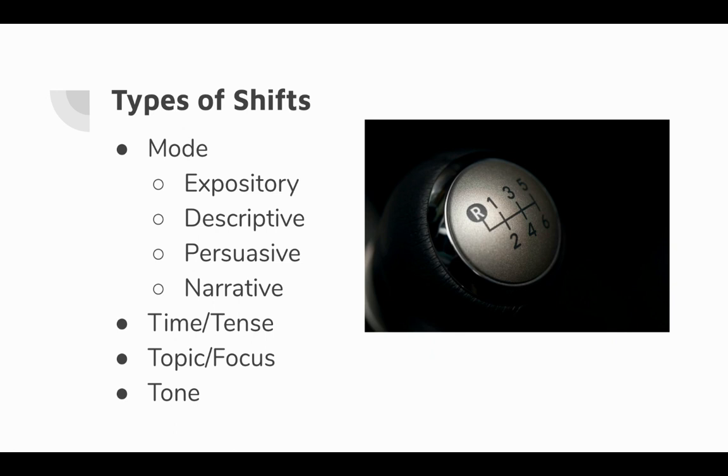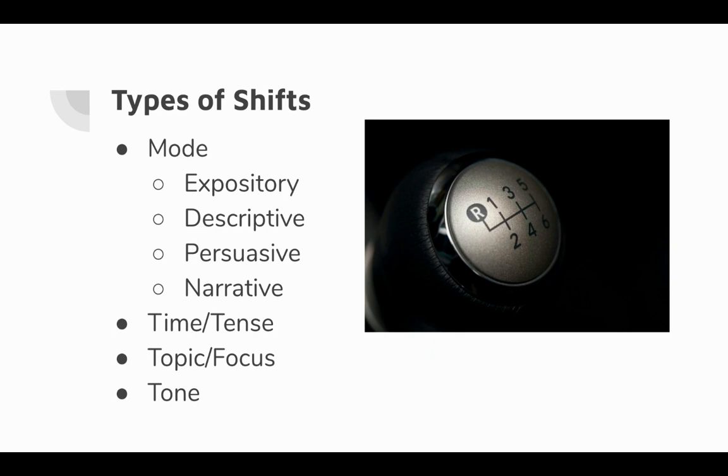What we see most frequently in short pieces of literature, however, are time or tense shifts. So when an author goes from one period of history to another, or if the author is discussing something that happens in the past and then suddenly we move forward into the future, like what does this mean for the future? That's a shift in time or tense.